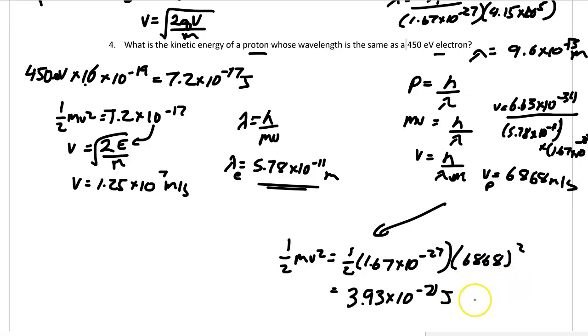Now, if we wanted to turn that into electron volts, we're going to simply divide by 1.6 times 10 to the negative 19. And this works out to 0.025 electron volts. It has a whole lot less energy at that wavelength.